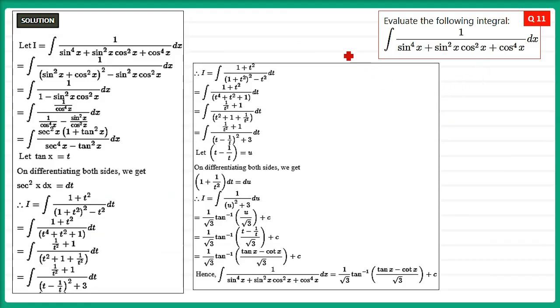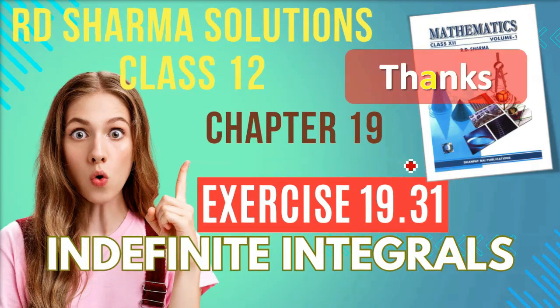Now hopefully this question is a good question. We have applied the trigonometric identities and then the replacement and finally the integration result, that is, 1 by a tan inverse x by a. This is all about this exercise.